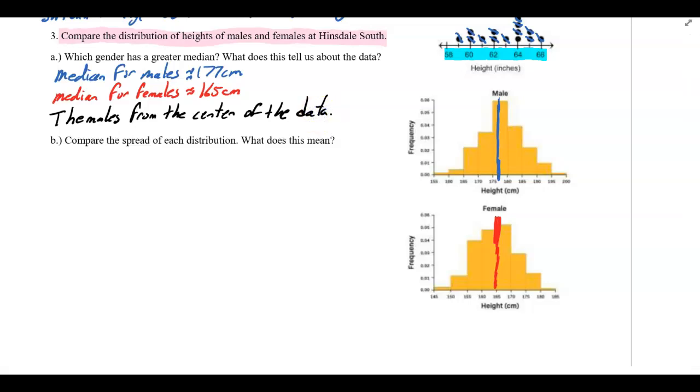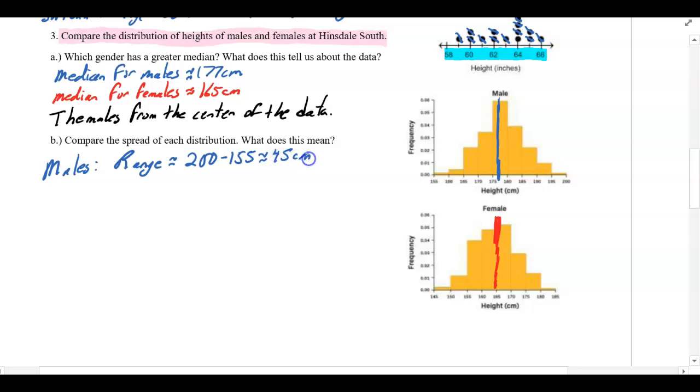Now if we were to look at the variability, we're going to look at maybe the range. So for the males, the range is approximately, I don't know exactly what the numbers are, but the spread of the data goes from 200, so it looks like 155. So that's approximately 45 centimeters.